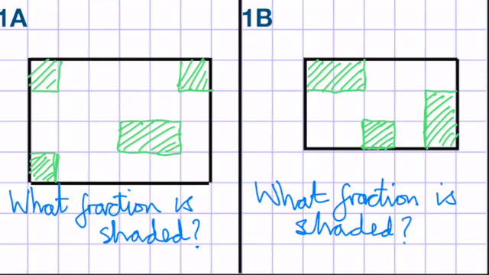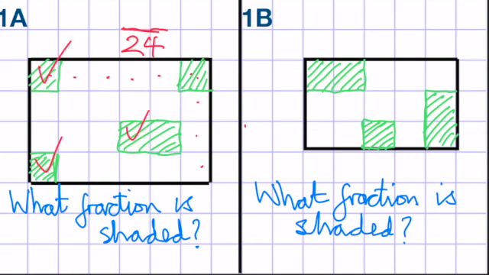Okay, so first off, before we work out how much is shaded, we need to know how many parts there are. So on 1A, there is 1, 2, 3, 4, 5, 6 in a row and 1, 2, 3, 4. So we know there are 24 parts altogether because I just did 6 times 4 rather than counting every single square. I'm now going to tick the shaded parts.